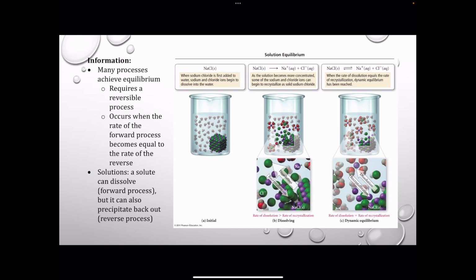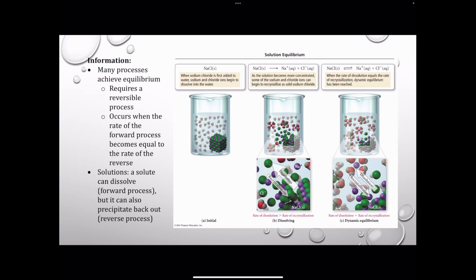Now, when it comes to a solution, a solute can dissolve, so we can consider that our forward process, but it can also precipitate back out. So that would be our reverse process. If we look at our image here, we've got sodium chloride. When we initially place sodium chloride into water, the sodium and chloride ions begin to dissolve in the water. The intermolecular forces take charge, they surround those ions, they break those ionic bonds, and we start to get the ions surrounded by water in solution.